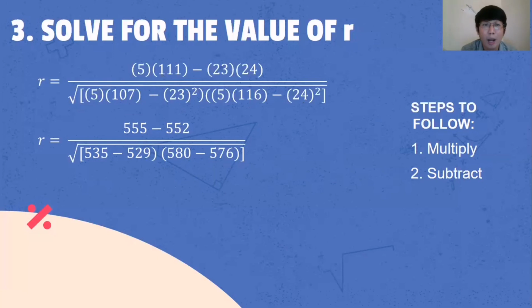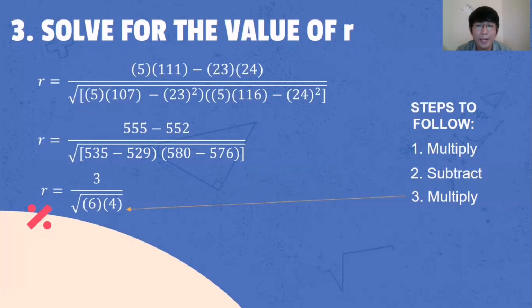Second step, we subtract. Very easy, subtract. You can use your calculator. 555 minus 552. 535 minus 529. 580 minus 576. And the answers are like this. 555 minus 552, that is 3. 535 minus 529, that's 6. 580 minus 576, that's 4. Have you followed? I'm sure you were able to follow me.